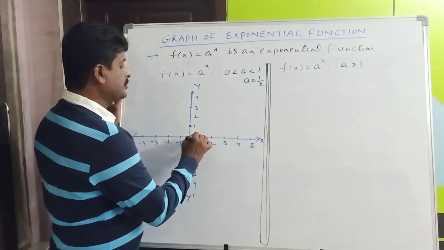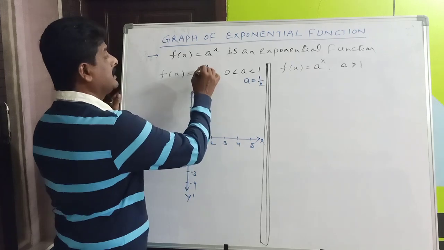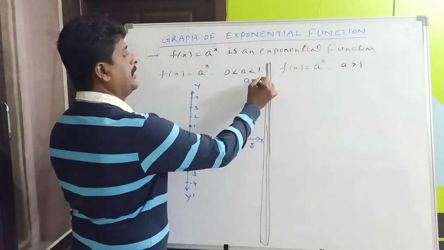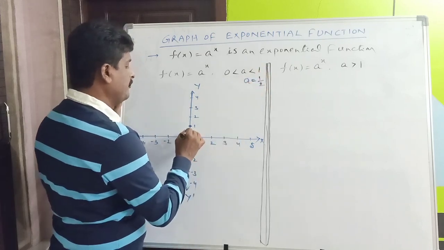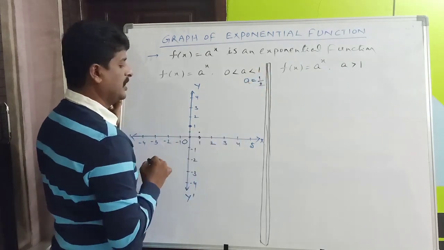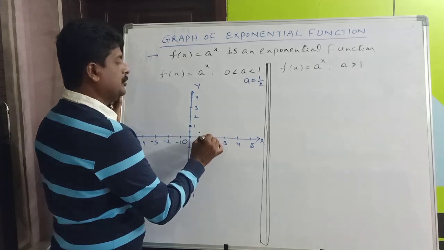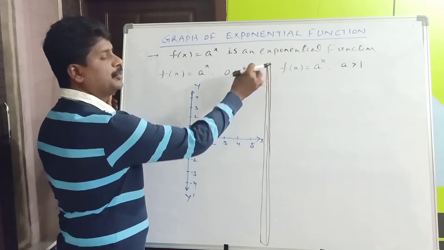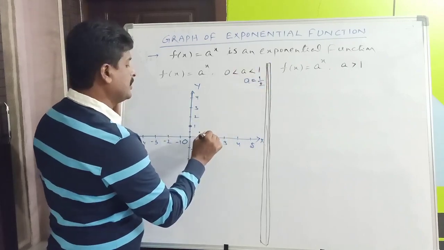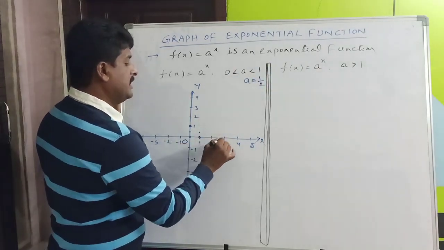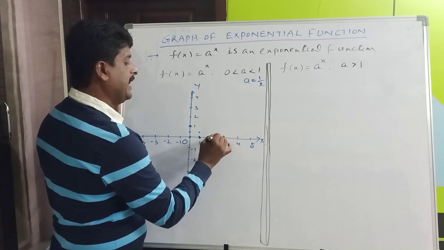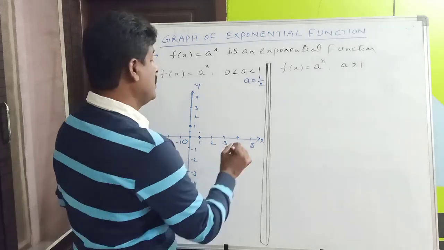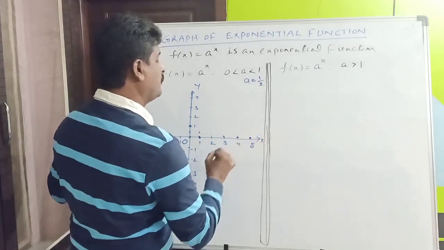Suppose x is equal to 1. Then the value is a power 1, that is 1 by 2 whole to the power of 1, which is nothing but 1 by 2. For x equal to 2, it becomes a square, 1 by 2 whole square, which is 1 by 4. x equal to 3 gives 1 by 8. x equal to 4 gives 1 by 16. x equal to 5 gives 1 by 32.